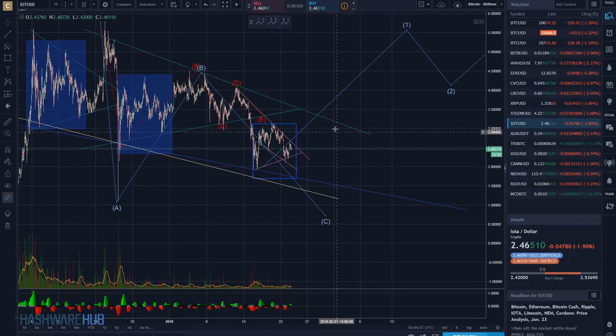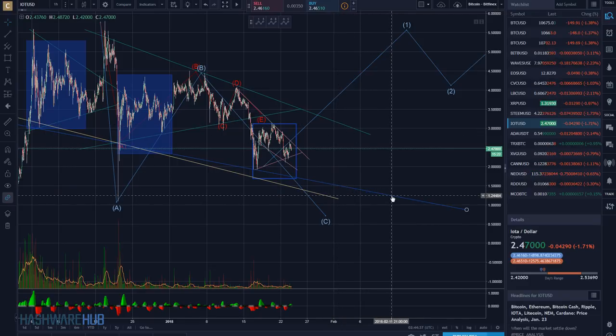If this is D, assuming it gets to it somewhere around here, E could be all the way out here. Now, what does that bring us to? That brings us to kind of like this A level right here, and this ABC.